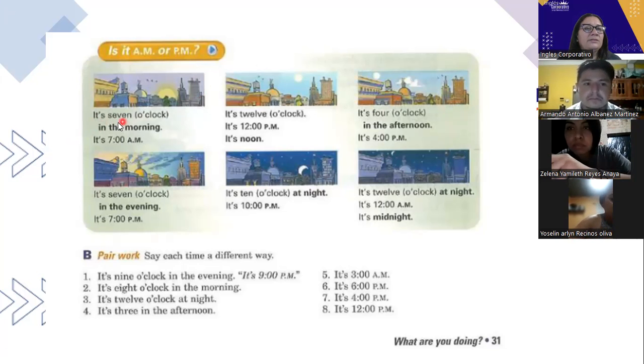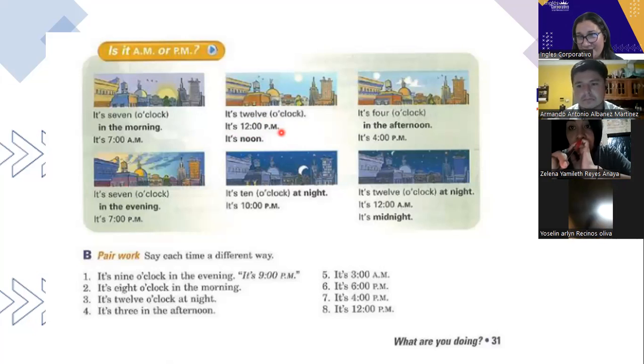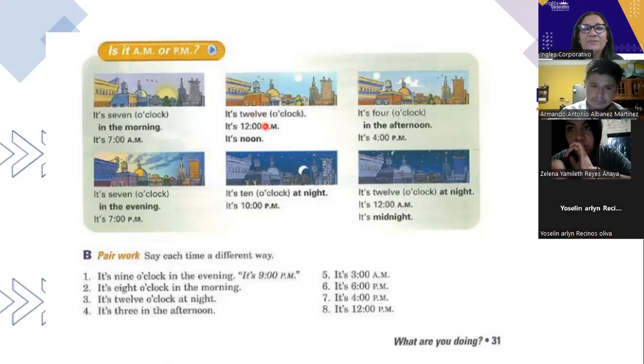Okay. So it's 7 o'clock in the morning. It's 7 in the morning. You can say the o'clock is optional, right? But in the morning, it's 7 a.m. It's 12 o'clock. It's 12 p.m. Aunque parezca raro, al mediodía es PM, las 12 del mediodía, right? Porque después de las 12 del mediodía es PM, it's the afternoon, right? So, another way to say it's 12 p.m. or it's 12 o'clock p.m., it's noon.